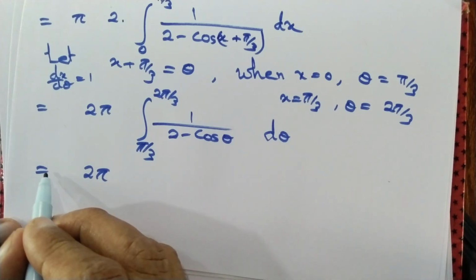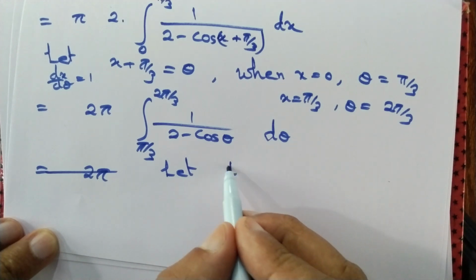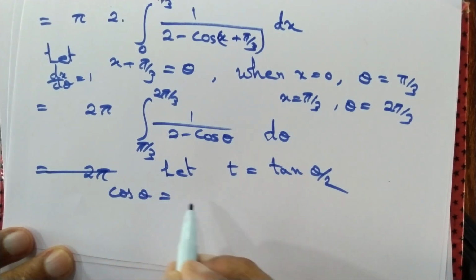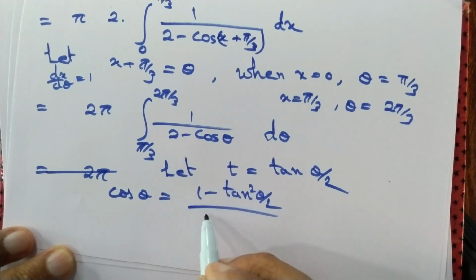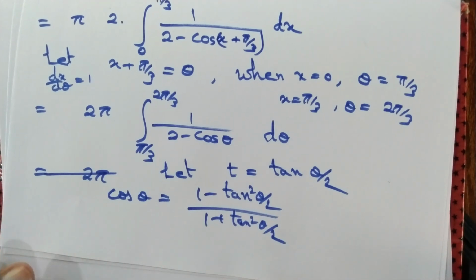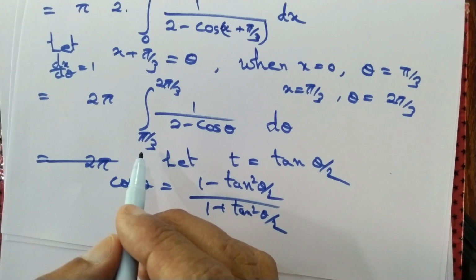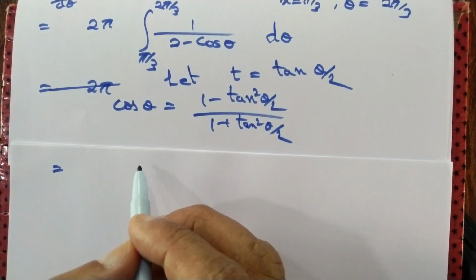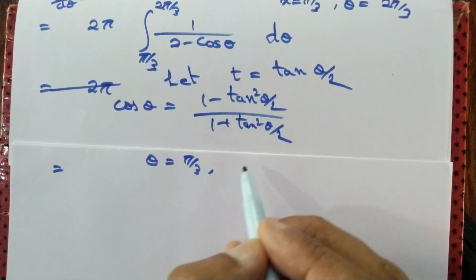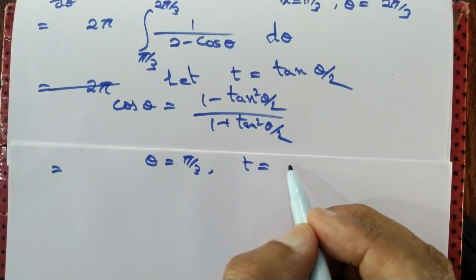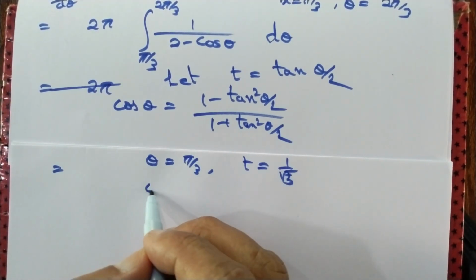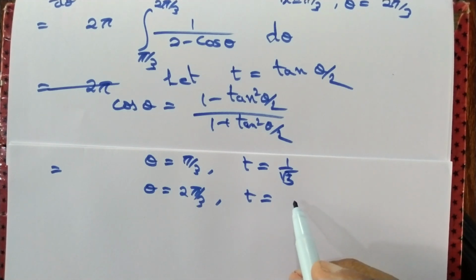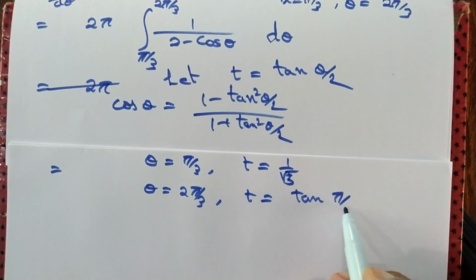Okay, how do we do it? We let t equal to tan theta by 2. We know that cos theta equals (1 minus tan square theta by 2) divided by (1 plus tan square theta by 2). Okay, we should change the limits as well. When theta equals pi by 3, that's 60 degrees. Half of 60 degrees is 30 degrees, that's pi by 6. So when theta equals pi by 3, t equals tan 30 degrees, and that's equal to 1 by root 3. When theta equals 2 pi by 3, that is 120 degrees, half is 60 degrees, and t equals tan of 60 degrees, and that's equal to root 3.